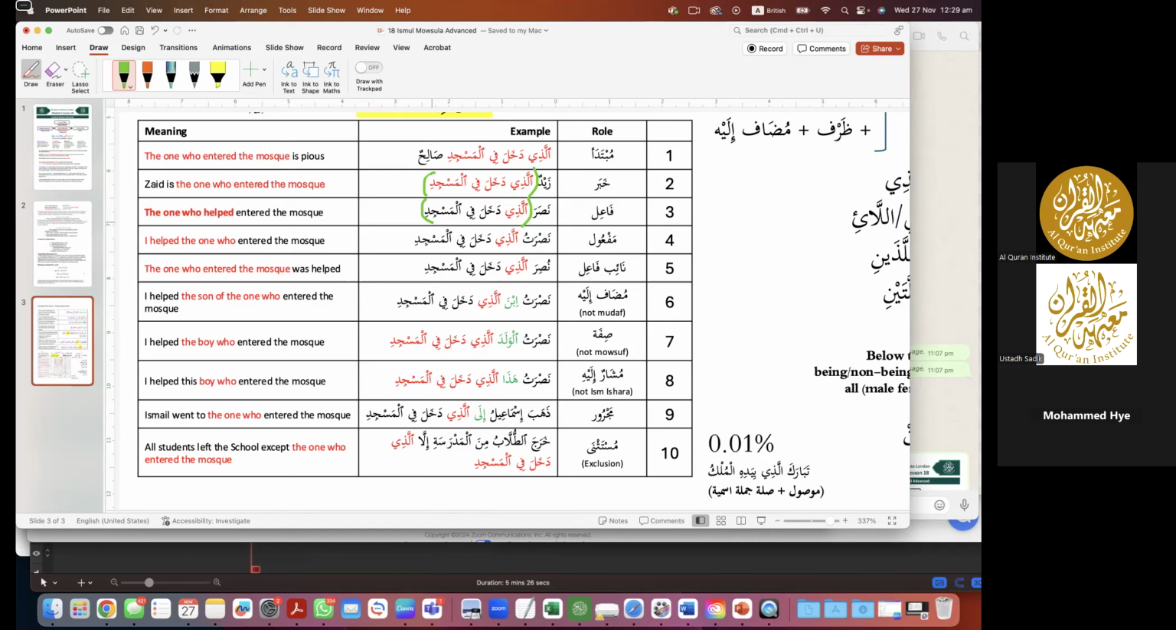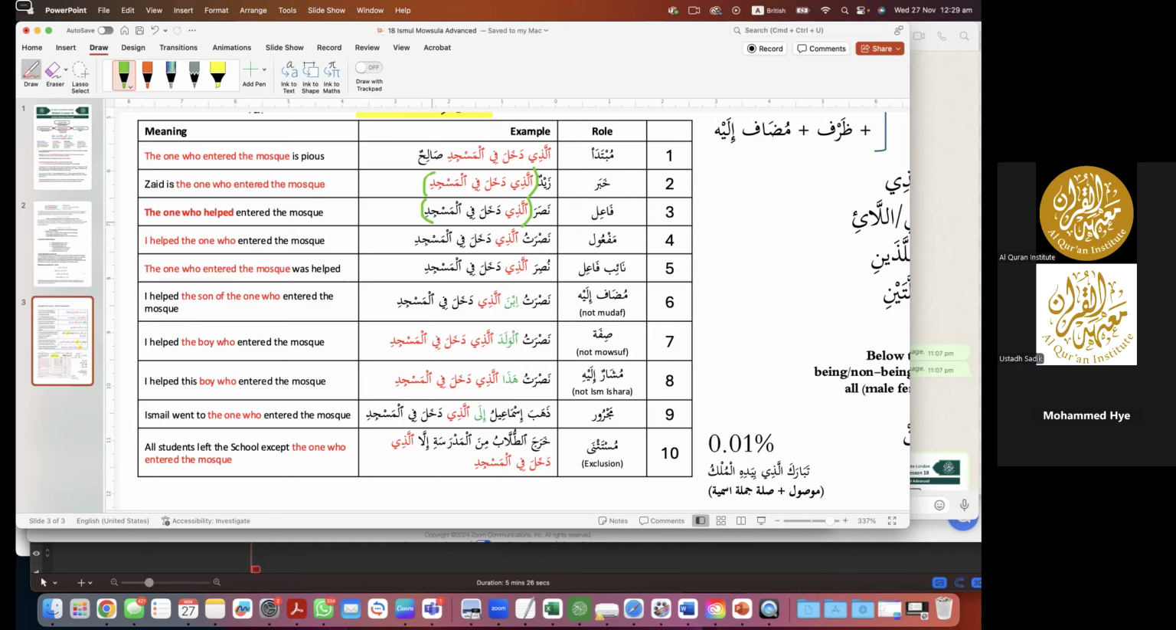Again, I think it's a repetition. Did you not do this before? Nasartu, okay, Nasartu. Nasartu ibn alladhi dakhala fil masjidi. Nasartu, I helped.